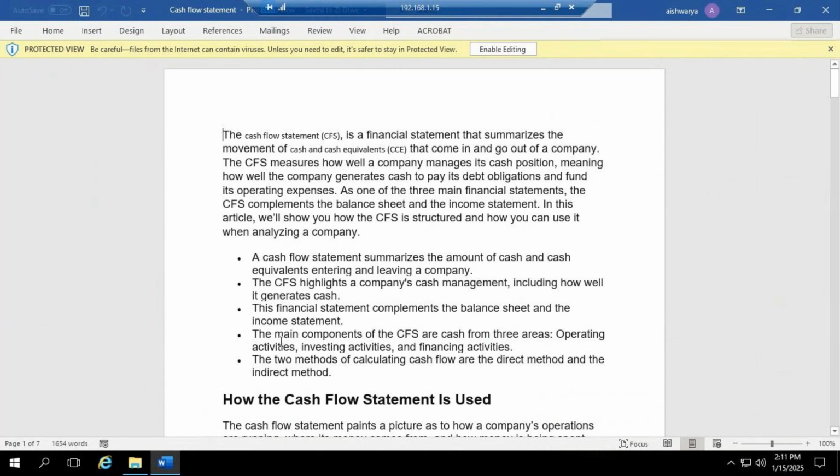The main components of the cash flow statement are cash from three areas: receiving or paying cash through operating activities, then investing activities, and financing activities. The two methods of calculating cash flow are the direct method and the indirect method.